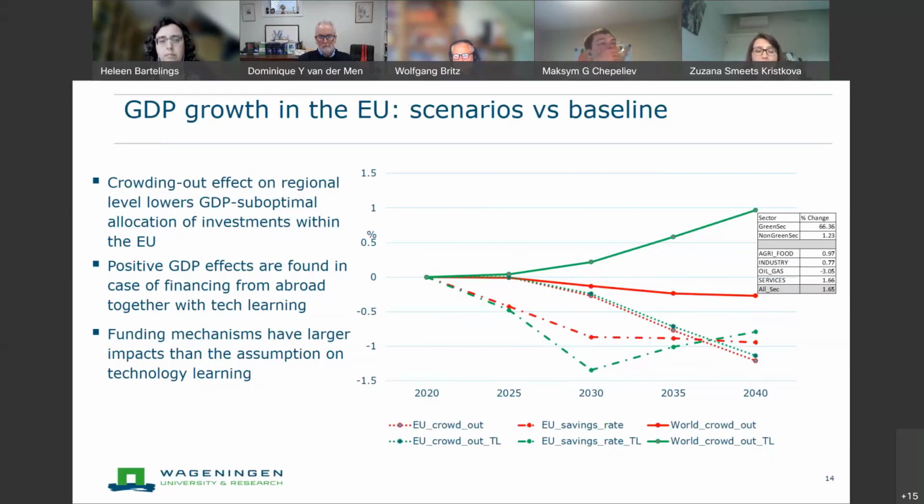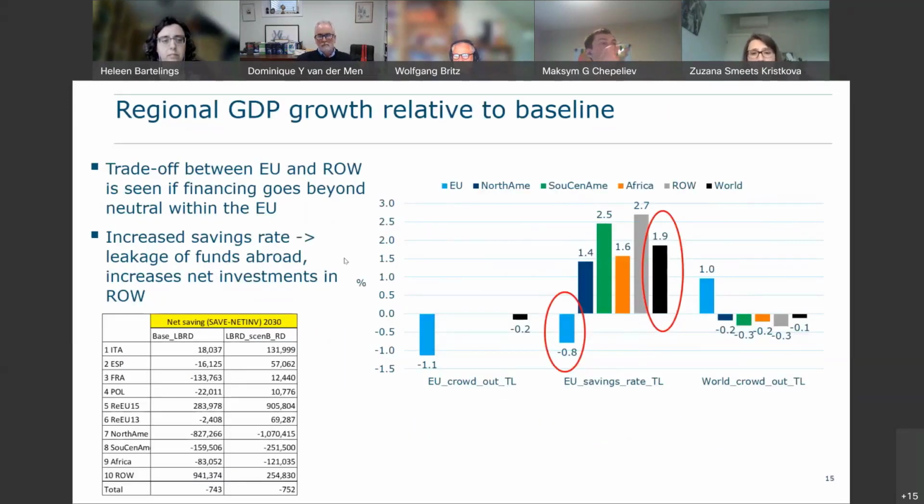I also mentioned in the previous slide that there are some important effects on the rest of the world, and this slide demonstrates this. It actually shows that the EU is not an isolated player, but there is an open, global economy. So the first scenario, that only looks at domestic impacts where there is a domestic crowding out, does not have much effect on the world.